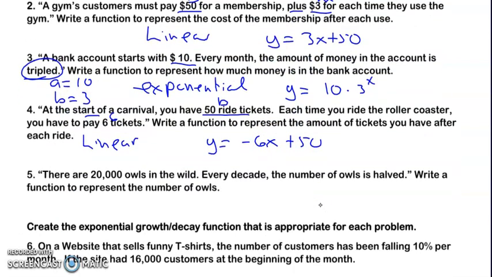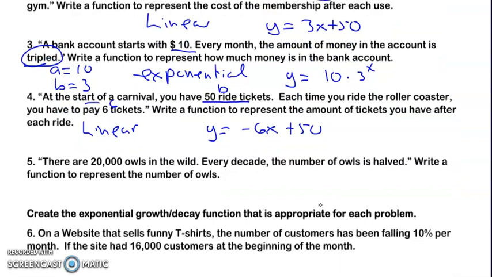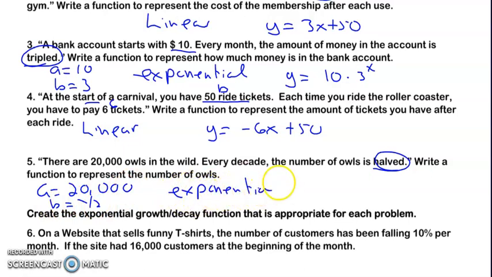There are 20,000 owls in the wild. Every decade, the number of owls halves. Halves, again, sounds like exponential. Write a function that represents the amount of owls. So we know A is 20,000. And B would be a half. I would know that this is exponential, and I would write it as y equals 20,000 times 1/2 to the x.